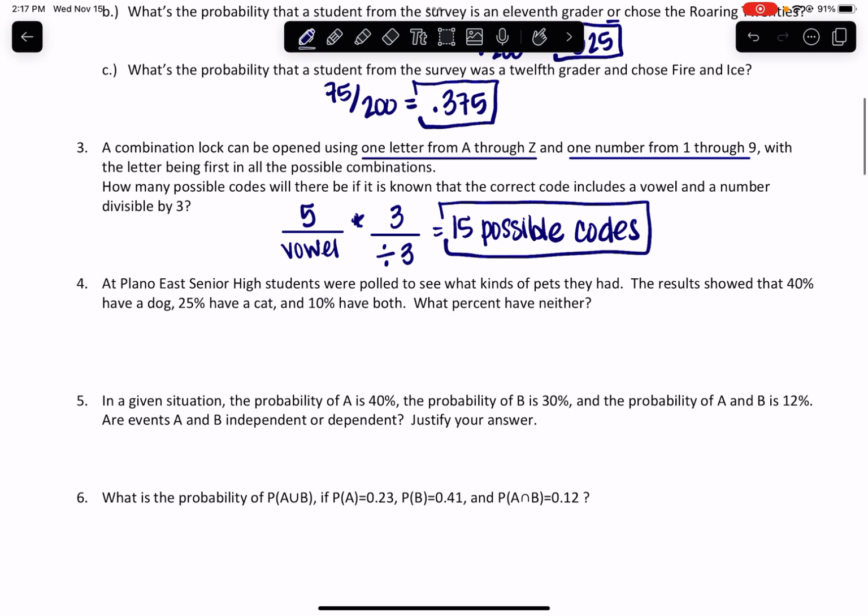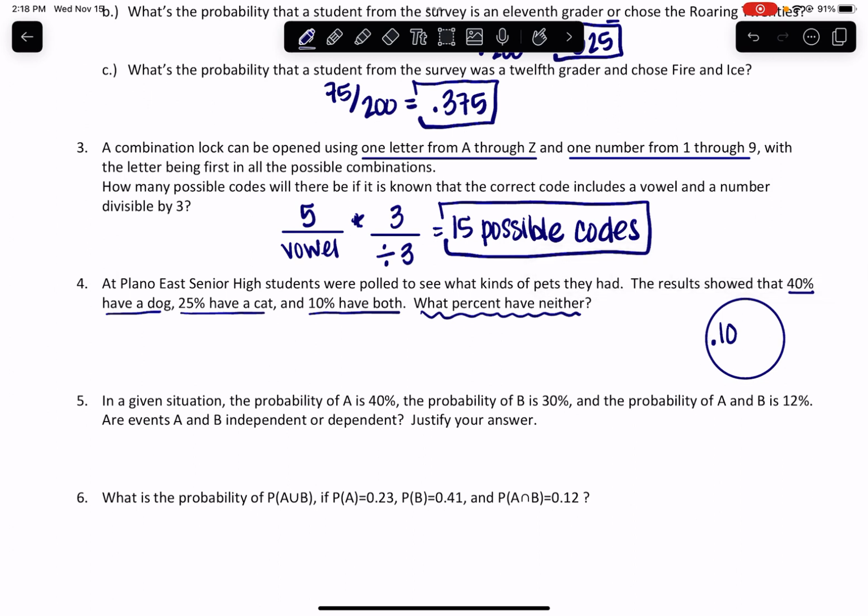Okay, Plano East, number 4. At Plano East Senior High, students were polled to see what kind of pets they had. The results showed 40% have a dog, and 25% have a cat, and 10% have both. What percent have neither? So you can either do this as a Venn diagram, which I'm all for, and that would put 10% in the middle. Ooh, that's a bad circle. I'm glad this program works to fix that. Let's make that a little bigger.